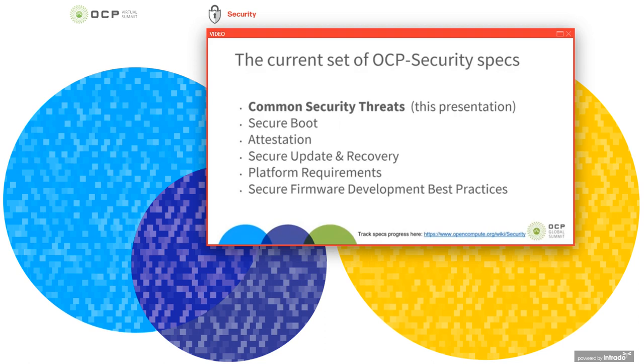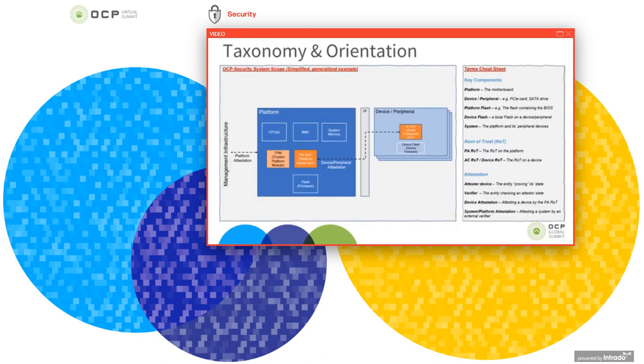Last but not least, there is a detailed document of best practices called Secure Firmware Development Best Practices, which was contributed to OCP by CSIS, the Cloud Security Industry Summit forum, which I'm also part of. That complements the work that is being done by OCP Security, and we'll talk about when it's applicable and how to use it. So let's get started.